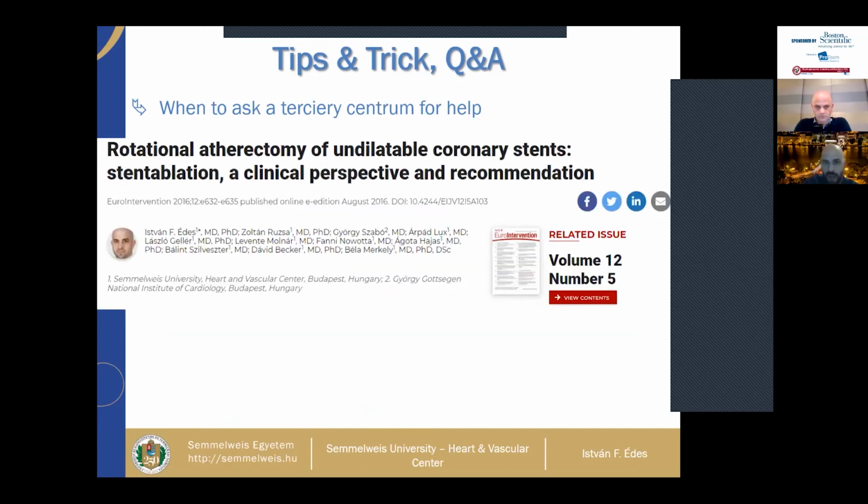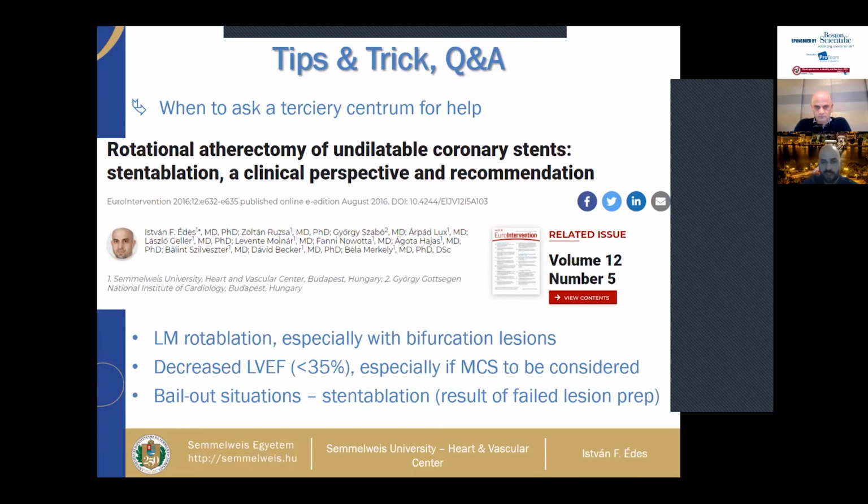Also, commonly I get the question, when do you ask for expert help? So when is a tertiary center required for help? An excellent question, and these are the 3 situations in which I consider it absolutely necessary for the patient to be transported to a center that has at least an expert operator in rotational atherectomy. The first one is left main rotablation, especially if the bifurcation lesion is involved and it needs dual direction, so left main circ and left main LAD rotational atherectomy. The second is if the patient has decreased left ventricular function, especially if mechanical circulatory support may be considered for an operation. And third, of course, in bailout situations, for example, the stent ablation.